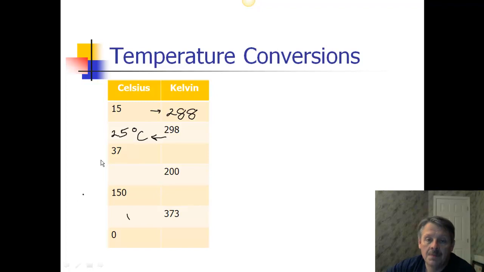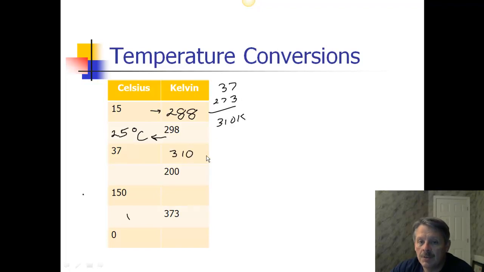All right, 37 Celsius, if I take 37 and I add 273 to it, I get 310 Kelvin. This is a very important temperature because if you actually go through the conversion to Fahrenheit, you will find that this is 98.6 degrees Fahrenheit, which is normal body temperature. All right, so what's 200 Kelvin? Well, if I subtract 273 to go to Celsius, this is going to be negative 73 degrees Celsius.